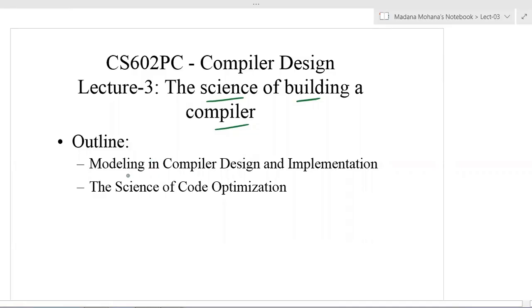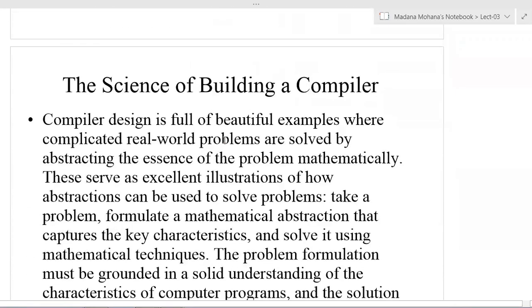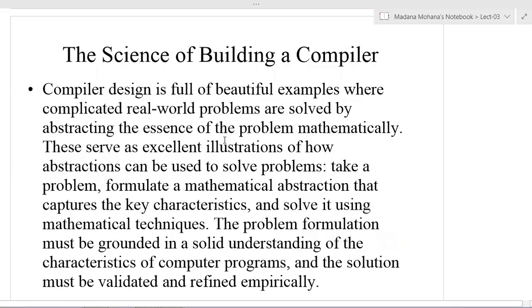So the outline of this lecture consists of, first, modeling a compiler, design and implementation, then the science of code optimization. Let us move one by one. First, let us see the introduction: the science of building a compiler.